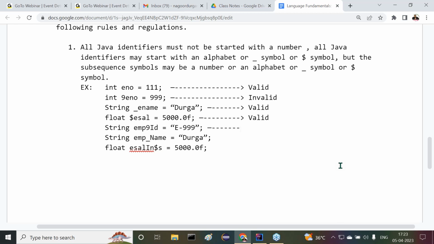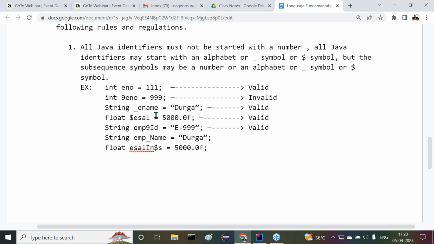Next one, identifier started with something. One more thing here I'm telling you: in the middle of the identifier, subsequent symbols, you have written a number. Starting symbol shouldn't be a number, but in the middle of the identifier we can use number at any location. We don't have any problem here. Now, is it valid or invalid? Yes, it is valid.